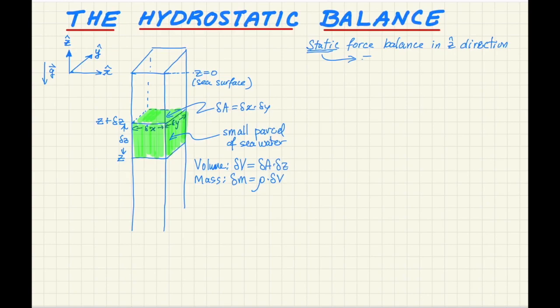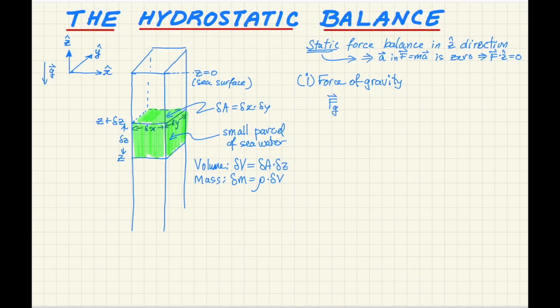Alright, now we're going to consider a static force balance in the z hat direction, or in the vertical. The fact that it's static means that the acceleration in F equals ma is 0. Otherwise, we wouldn't have a static situation. And if a is 0, then F is 0, and in particular, F dot z hat is 0.